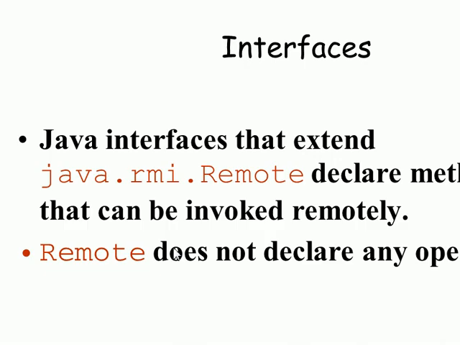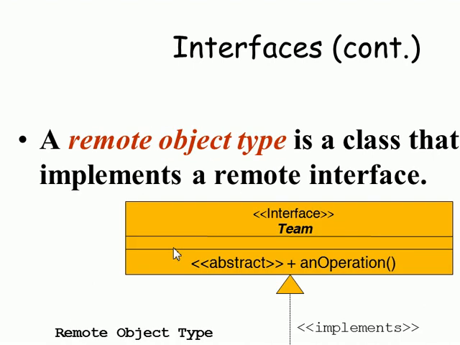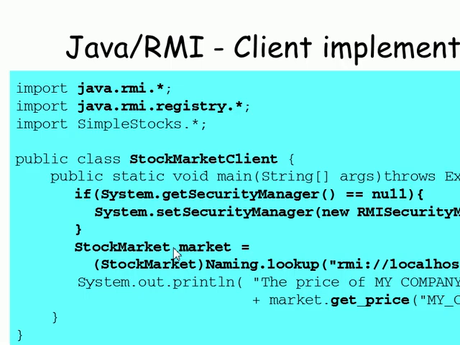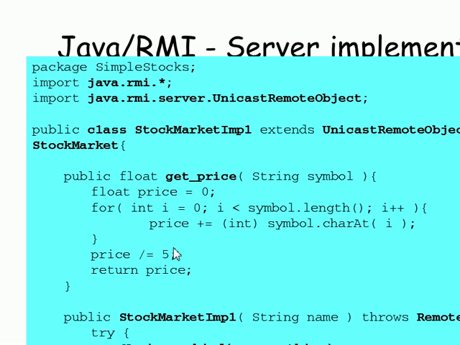Also, the interface has to extend the Remote interface. That's key. And it wasn't doing that either. Let's see if we got some good examples here. So here's a stock market implementation, and what do we see? The implementation throws a RemoteException. We didn't see the RemoteException being thrown there, so that's missing.